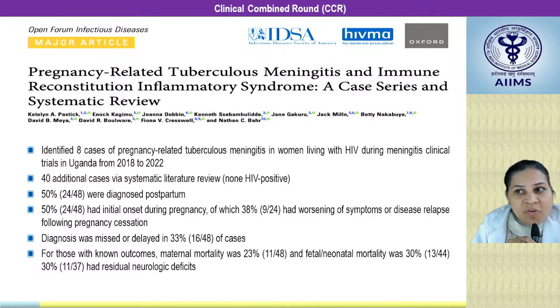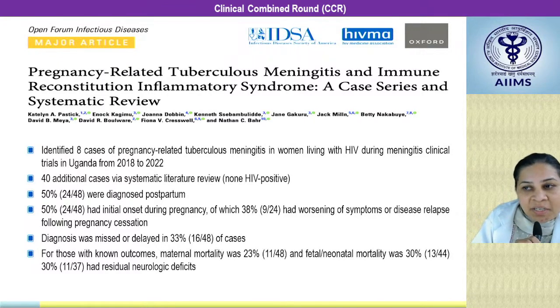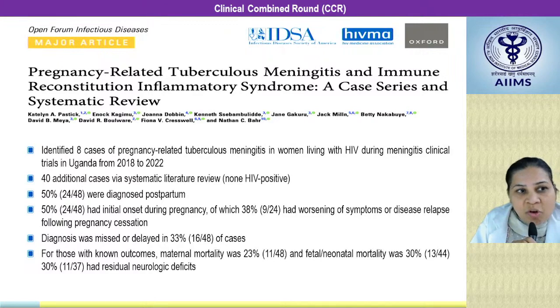The diagnosis was missed or delayed in 33%, and importantly, maternal mortality was quite high, 23%. Fetal and neonatal mortality was also quite high, 30%. And in 30% of cases, there was residual neurological deficit, which is quite important.